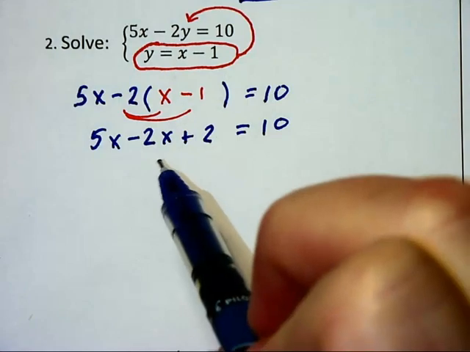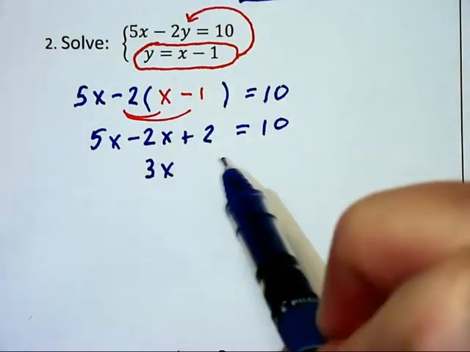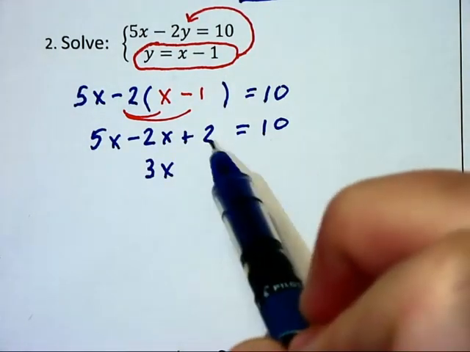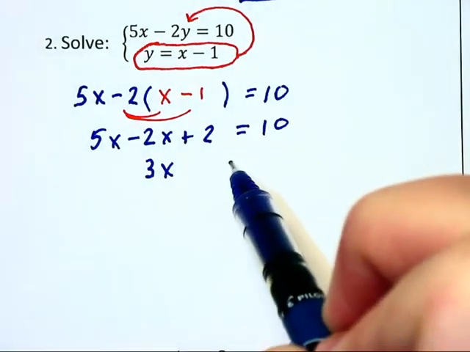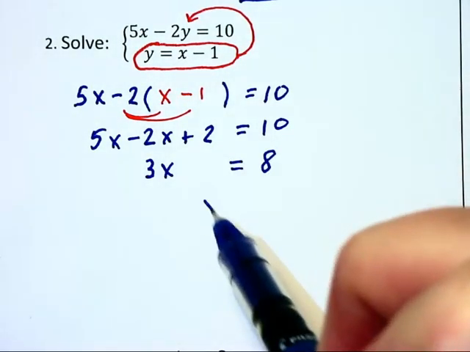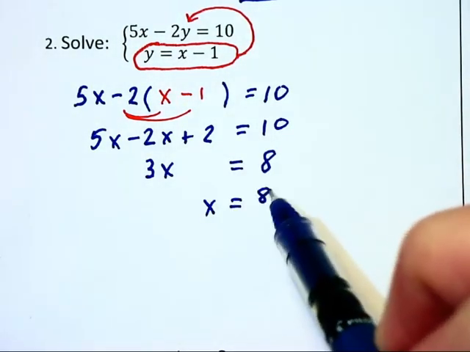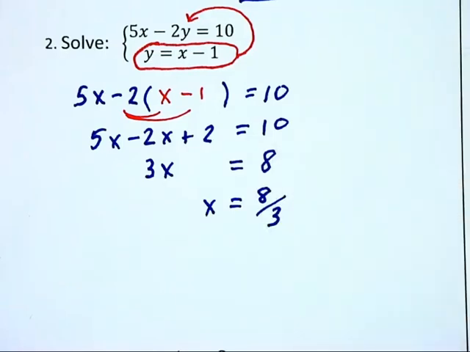Combining like terms on the left gives us 3x, and I'm going to save a step and subtract that 2 on each side to get 8. So we can see that x is going to equal 8/3. We don't like fractions, but hey, we're going to have to deal with it here.